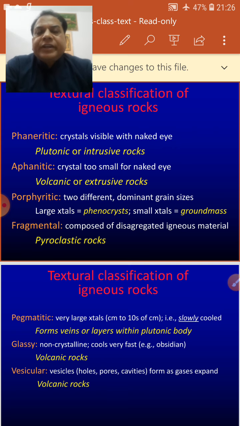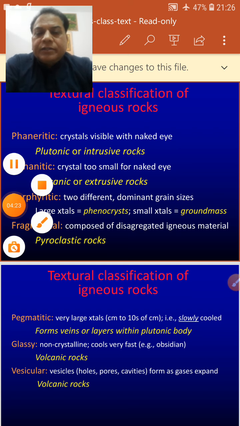For example, porphyritic granite means that granite will have at least two different grain sizes, right? Porphyritic basalt, naturally again different grain sizes in that rock, that will have labradorite and pyroxene in their composition. So that is porphyritic.